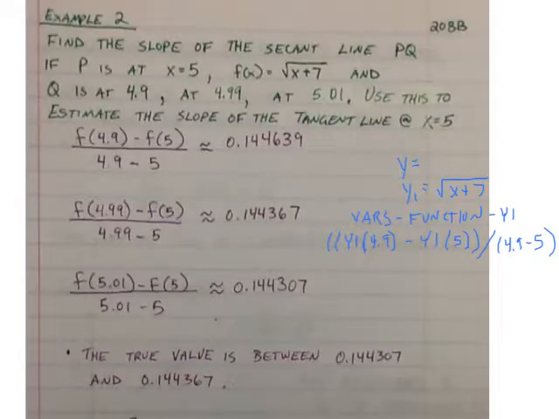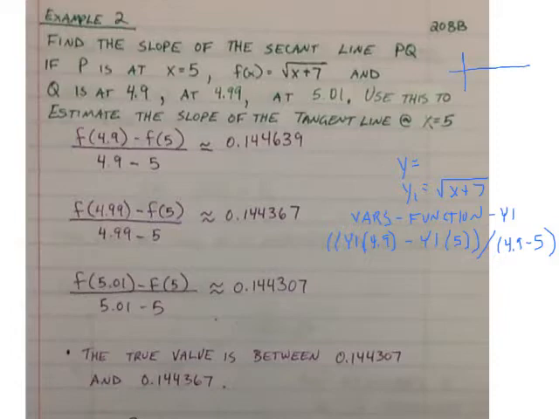Alright, example 2 is a very similar problem. What I've done is I've changed the function. So I would suggest you go grab your calculator and under y equals, place y1 equals root x plus 7 into the function. They're wanting the slope of the secant line PQ if x is at 5, and then we try Q at 3 different spots, 4.9, 4.99, and 5.01.